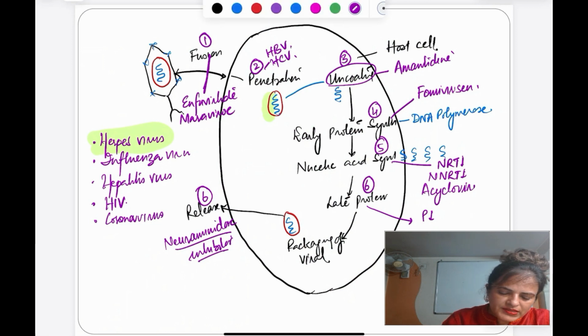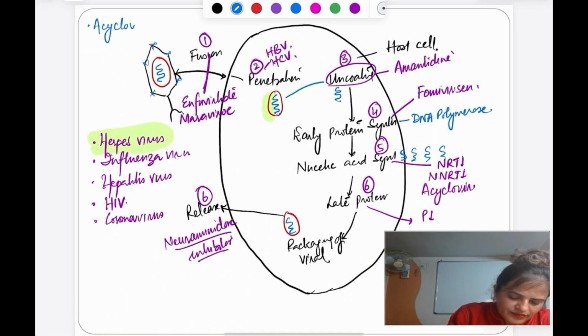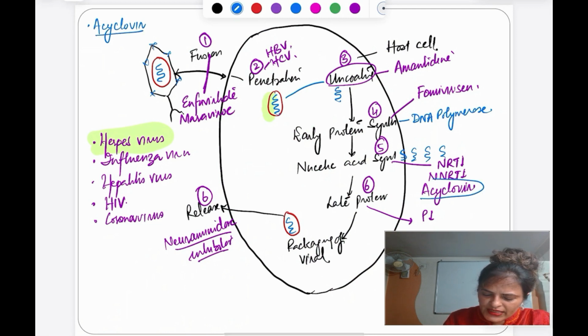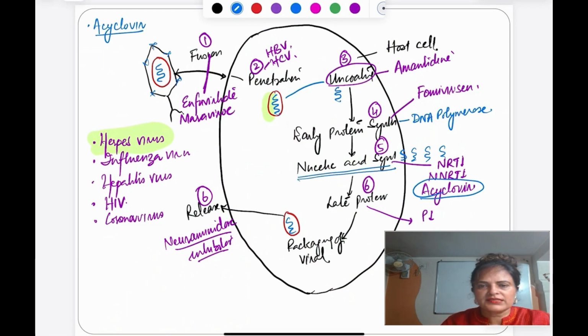So what are the drugs which are used against herpes? They are acyclovir. I'll be taking this one first. This acyclovir is an anti-herpes virus drug. So you can see here how this drug is going to act. Acyclovir is going to inhibit the nucleic acid synthesis.